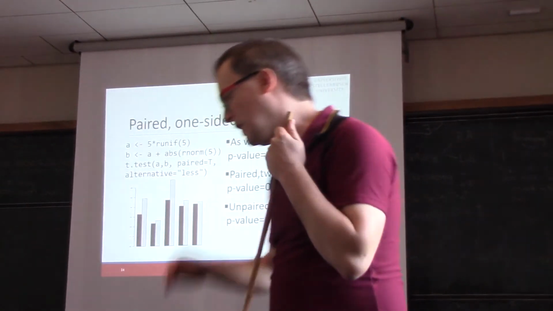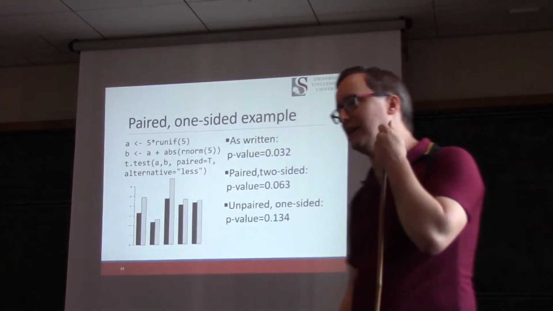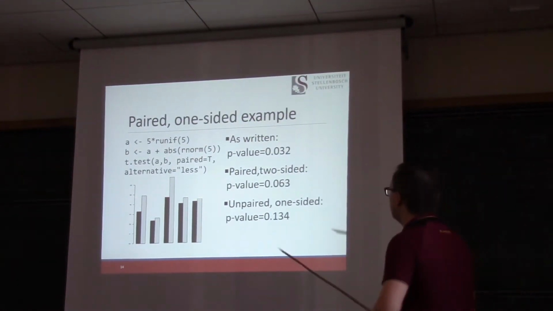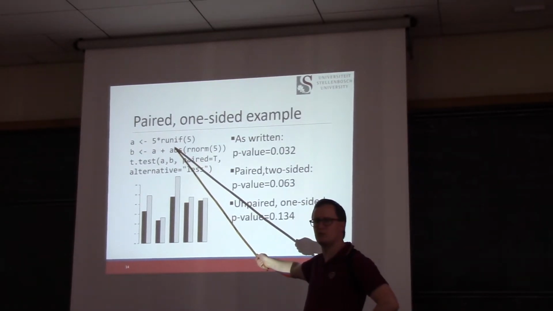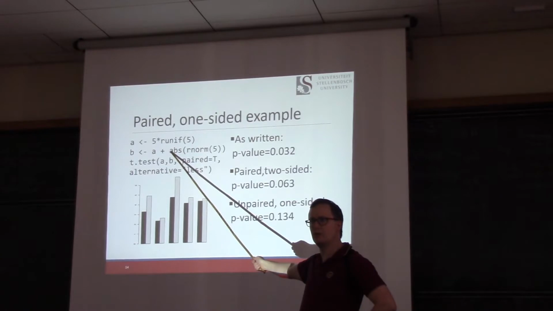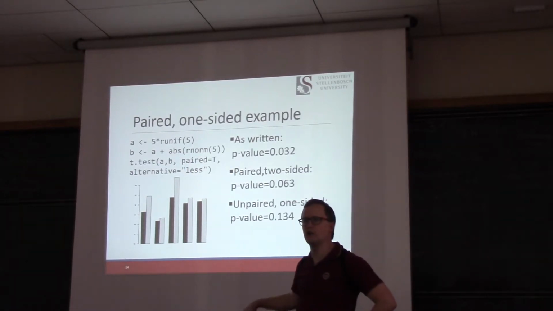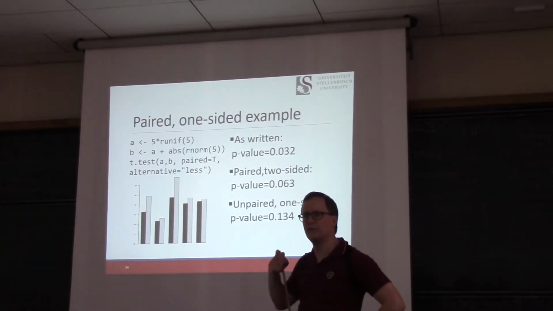Okay, now let's look at the paired one-sided values. Now in this case, I am not using the normal distribution for A. Does everyone recognize what RUNIF points to? We've been looking at R norm. This is R unif.